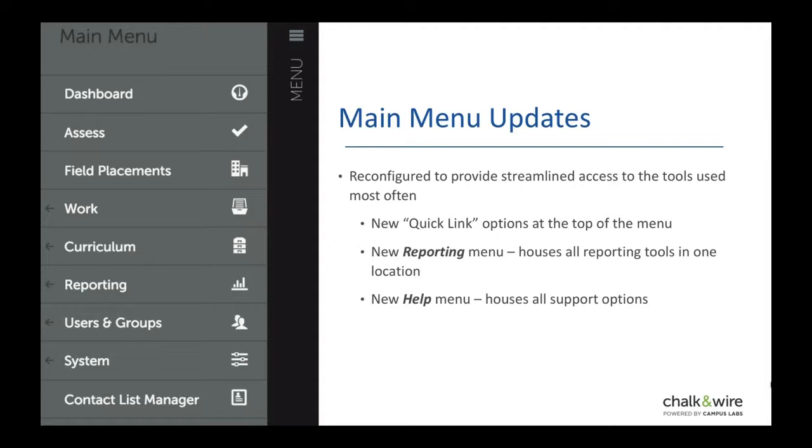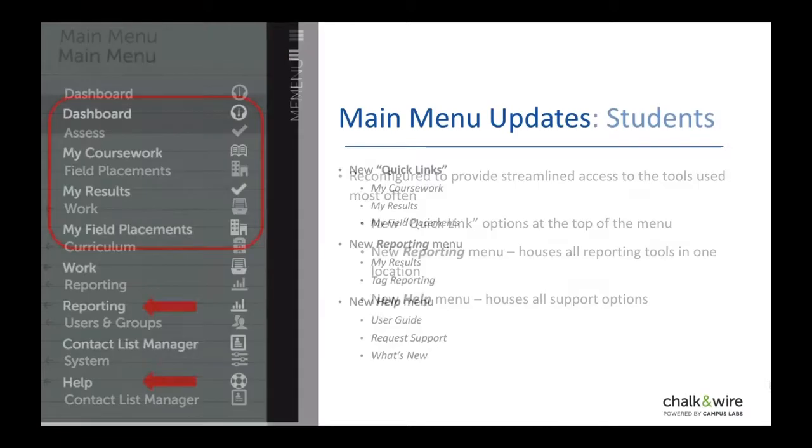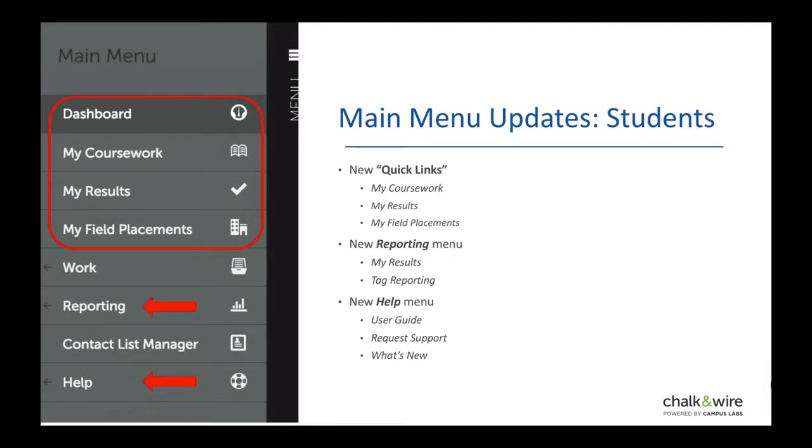All user types will see the addition of new quick links at the top of their menu, a new reporting menu, and a new help menu. For students, the new quick links include access to their My Coursework, My Results, and My Field Placement screen, as these are features used most often by students. Within the new reporting menu, students will have access to their My Results screen and the Tag Reporting tool if your institution uses this feature. The Help menu allows students to access the user guide, request support from our support team, and review the recently added or enhanced features.